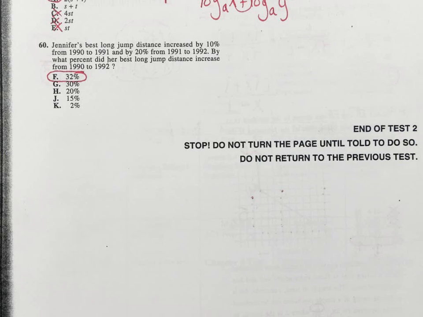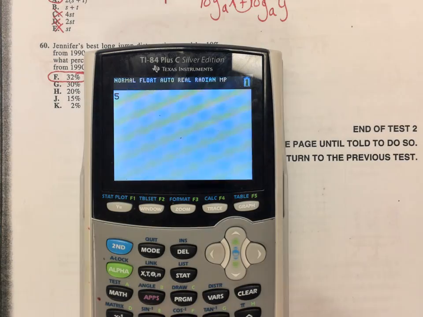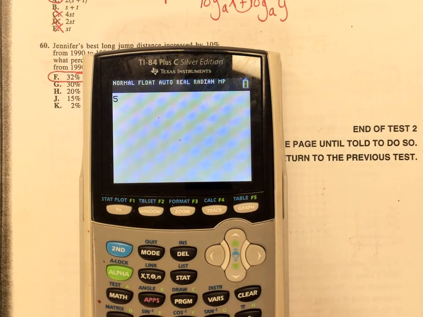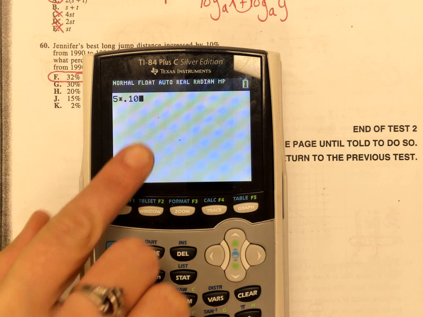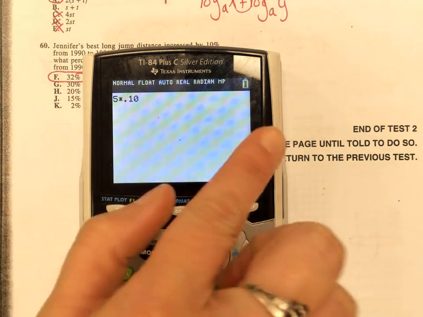Let's say that we start with 5, okay? Let's do some numbers. We start with 5, and it increased by 10%. So what would you do? Times 0.10, right? Then the next year, it does what? It's going to increase by 20. No. It already increased by 10. It increased another 10. What's 10 and 10 give you?